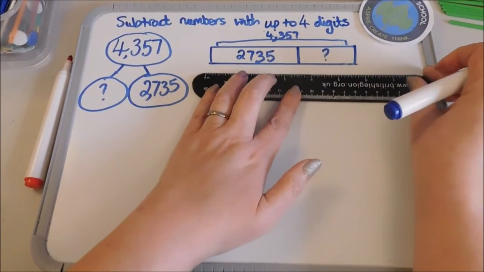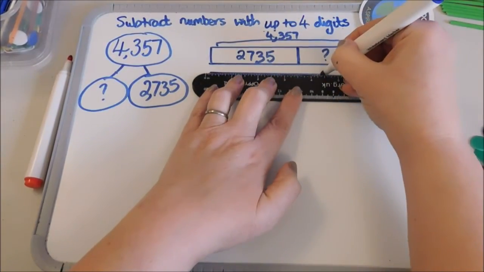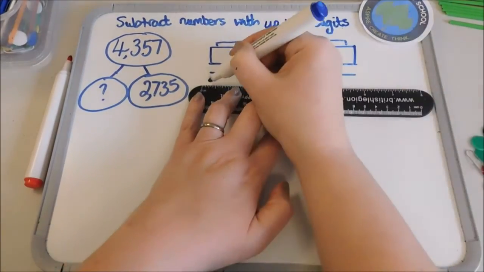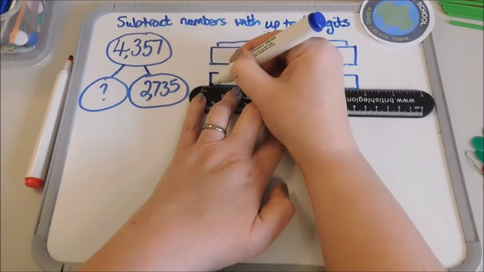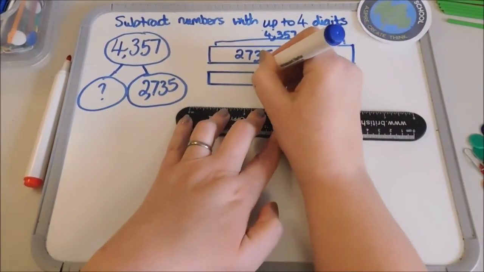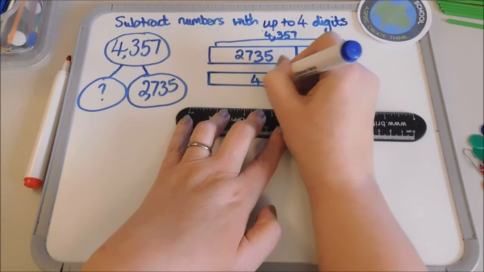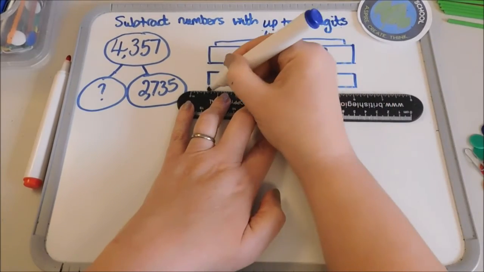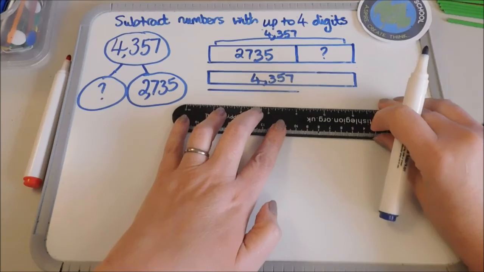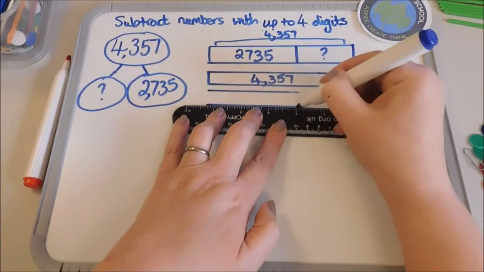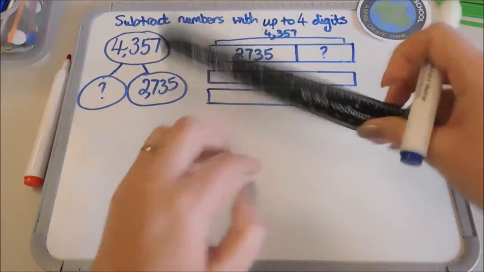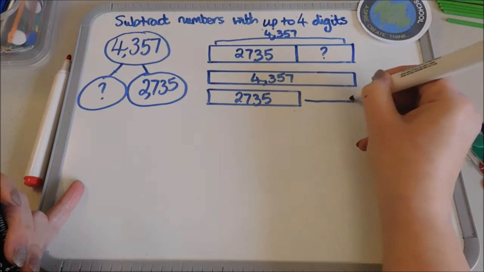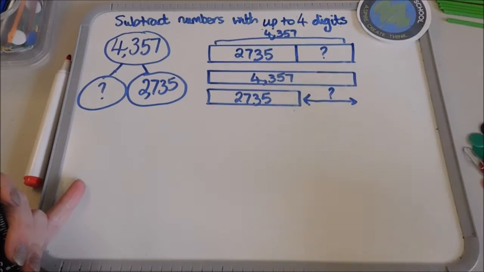And equally, I might see it shown as bars like this. So this bar is my whole number, 4,357. With the other bar shown like this, 2,735, and then this section here is the unknown section.